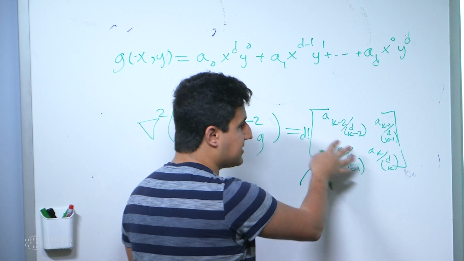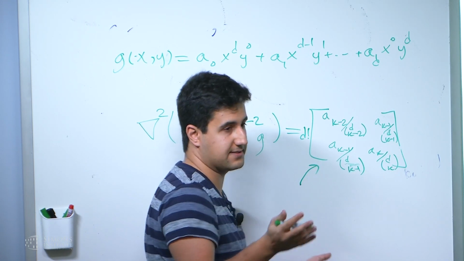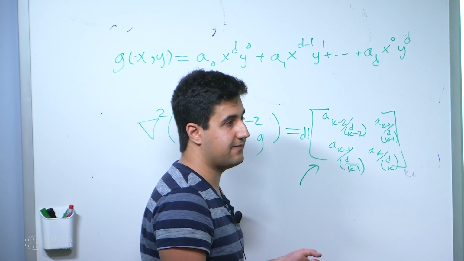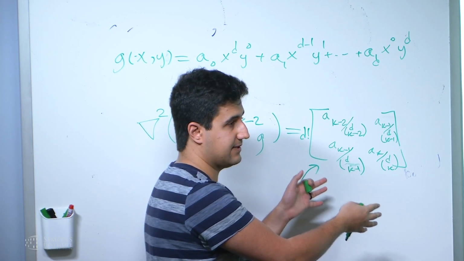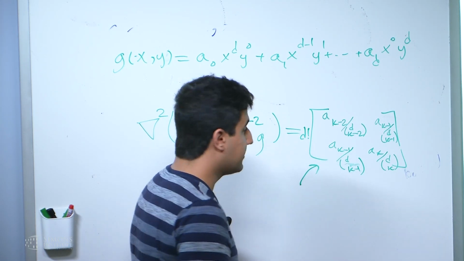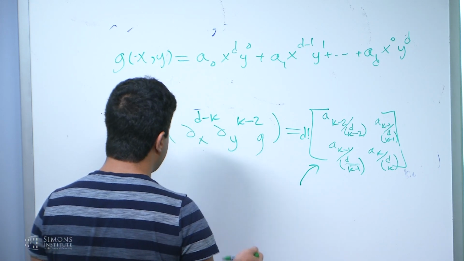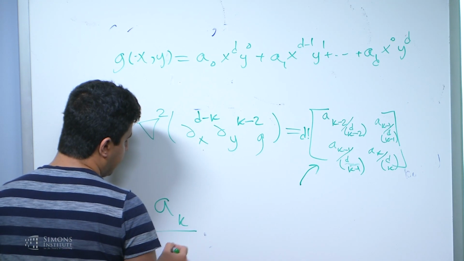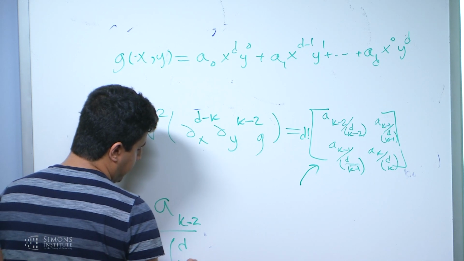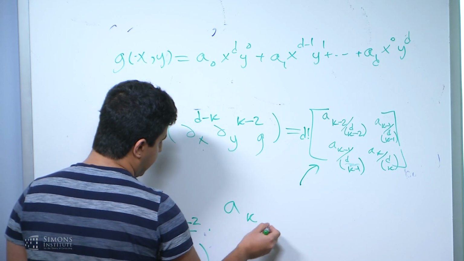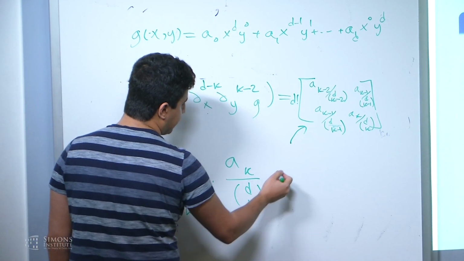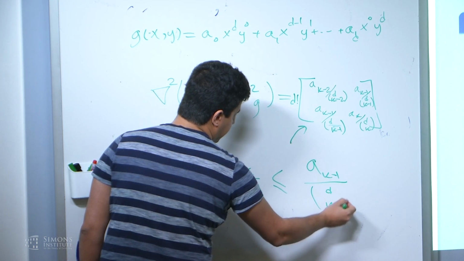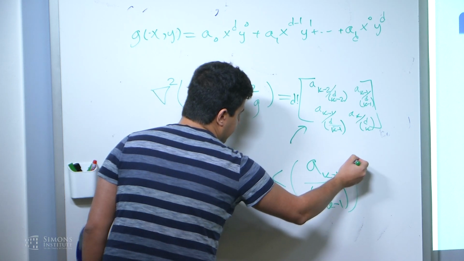Now, this matrix has positive entries, right? So its trace is positive. So it's going to have either 2 positive eigenvalues or 1 positive eigenvalue and 1 negative eigenvalue. And the way you can determine which is the case is by computing the sign of the determinant. Having at most one positive eigenvalue is basically equivalent to the determinant being negative, which means that a_{k-2} divided by d choose k minus 2 times a_k divided by d choose k is less than a_{k-1} divided by d choose k minus 1, the whole thing squared, right?